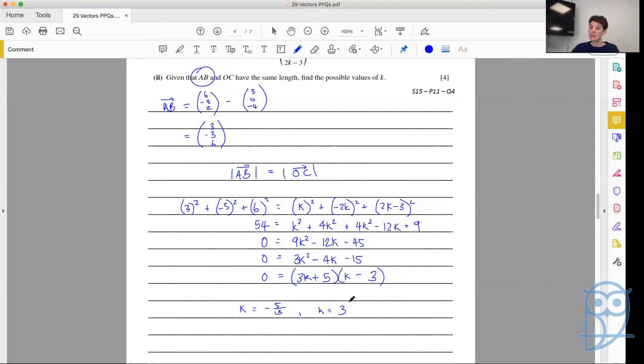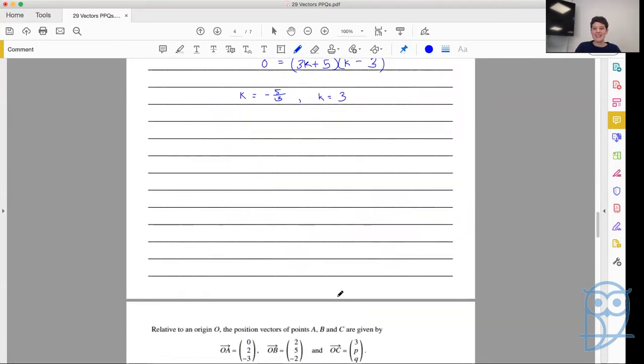2 possible values of k based on that relationship of the same length. So it's really important that you are happy with your formula for magnitude, happy with your formula for angles, dot products. What else? Let's see what we get.